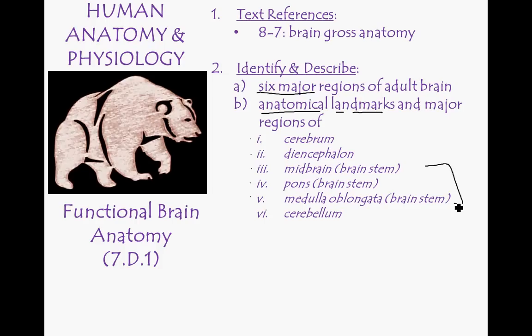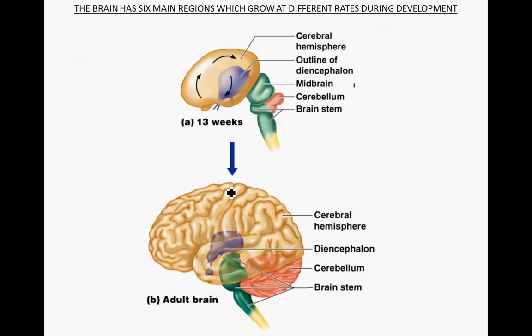Sometimes we hear people talk about the brainstem, and that's the midbrain, the pons, and the medulla oblongata. And then finally the cerebellum. Okay, so this is the first in a bunch of screencasts that will be discussing the features of the brain. The brain has 6 major regions that are going to grow at different rates during development.